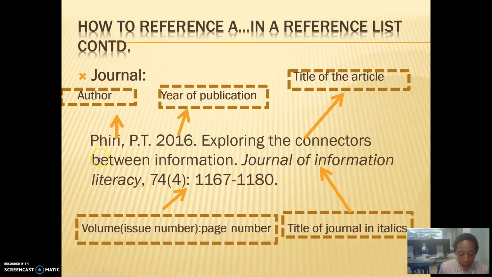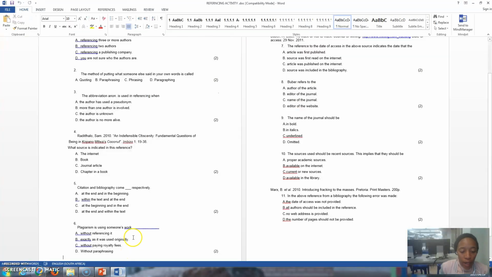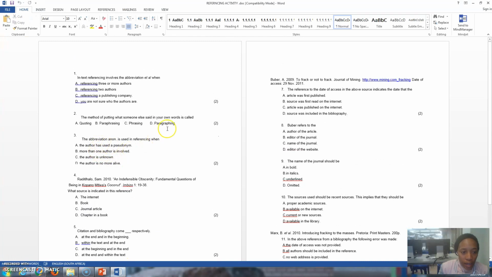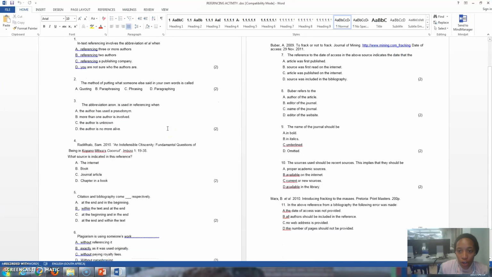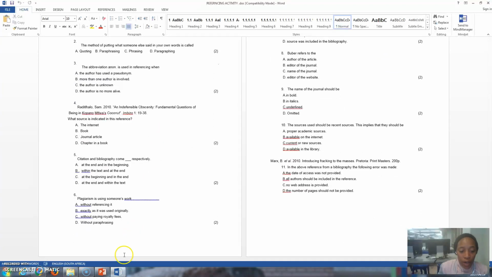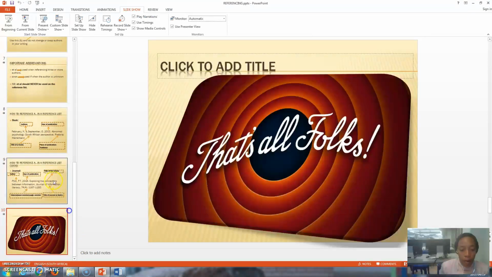Once you have gone through this, you'll be able to do this little activity on referencing and check your level of understanding. It will really help you. So it's very important that you go through this, and once you are done, this will bring us to the end of our session.